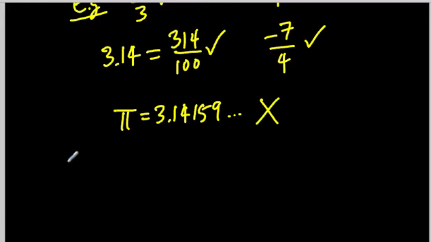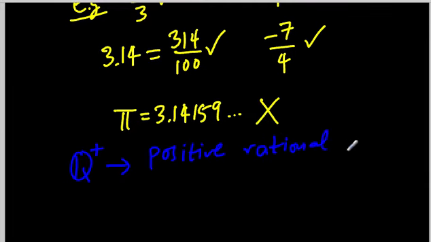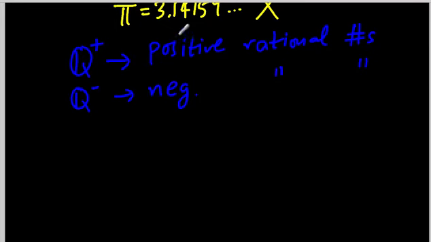Now I'm going to move on to the next set. If I say rational, this Q plus means the set of positive rational numbers. I'm just going to put this sign, positive rational numbers. Similarly, if I put a little minus there, it just means negative. I'm just going to write NEG, negative rational numbers. I hope you understand that just means negative. All right.